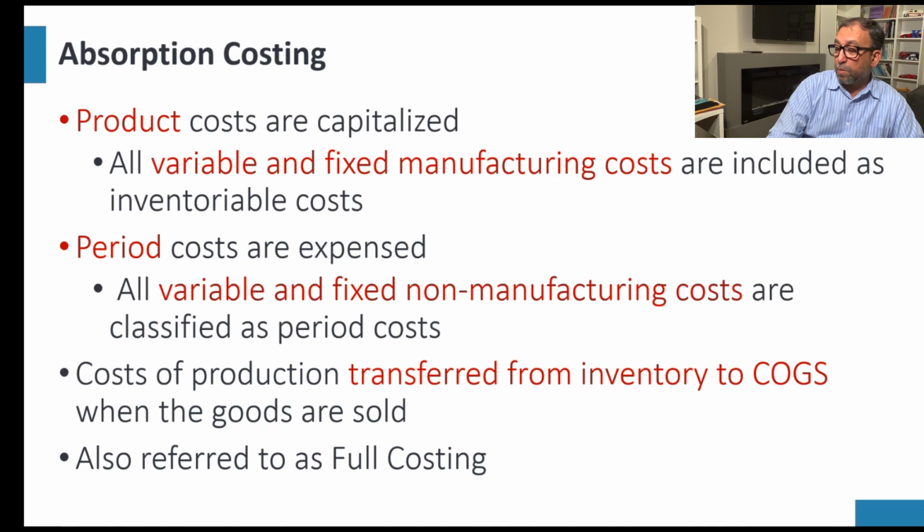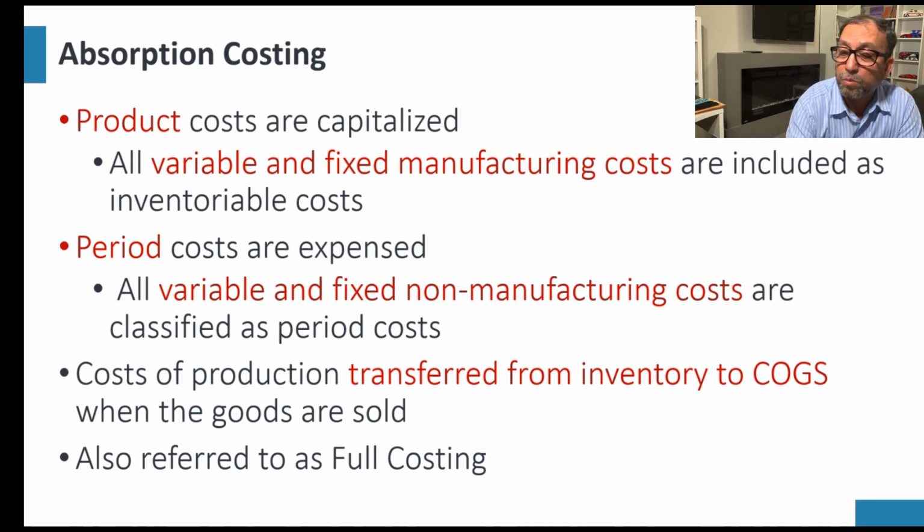Product costs are capitalized, and all variable and fixed manufacturing costs are included as an inventoriable cost. That's a product cost. And period costs are expensed, like every period we expense them out. We are not capitalizing that. All variable and fixed non-manufacturing costs are classified as period costs.